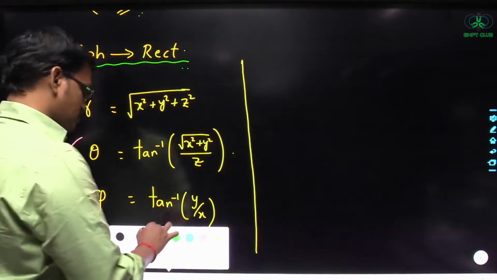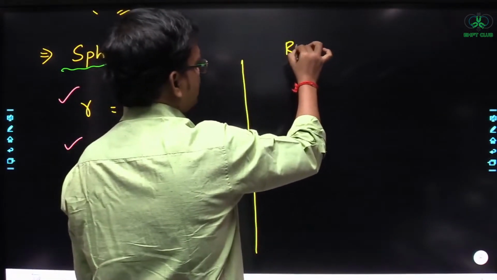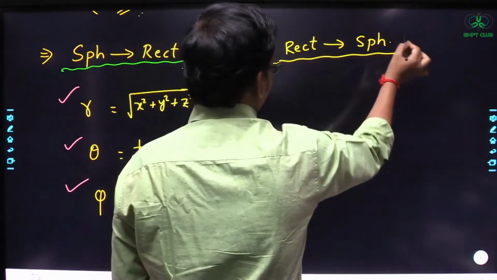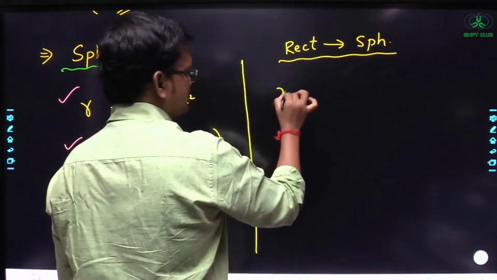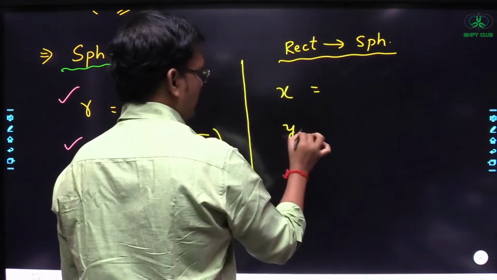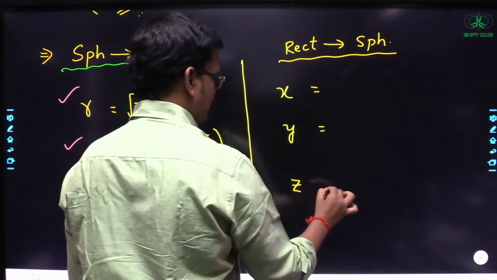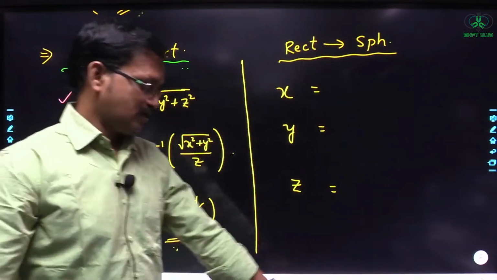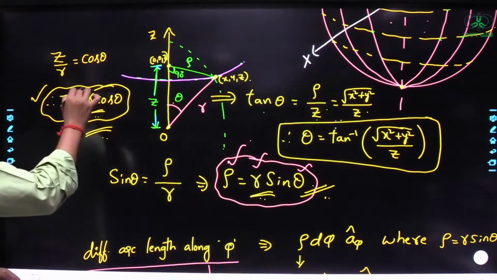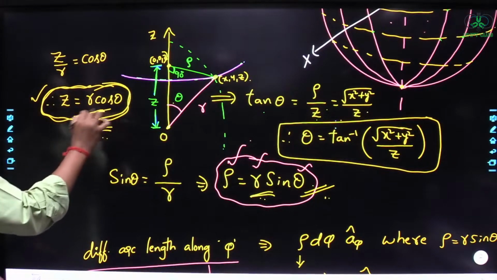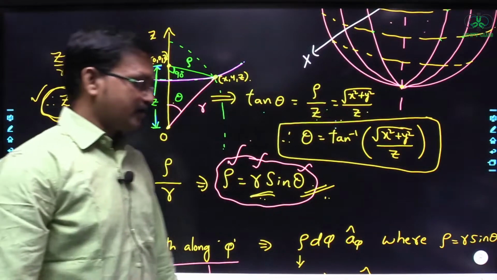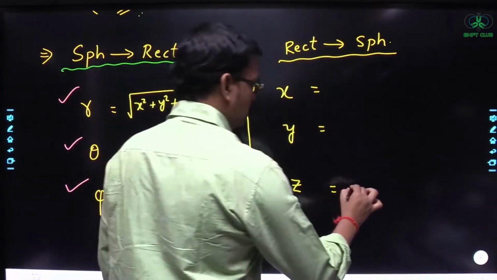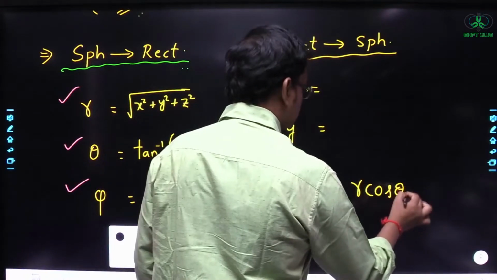Next, in the same manner, we try to represent the rectangular coordinates in terms of spherical coordinates, that is x, y, and z in terms of spherical coordinates. We already know z in terms of spherical coordinates. From this right angle triangle we have determined that z is equal to r cos theta.